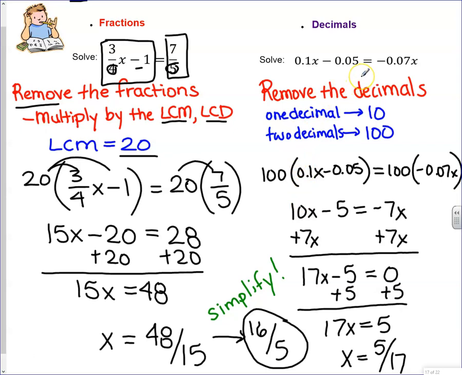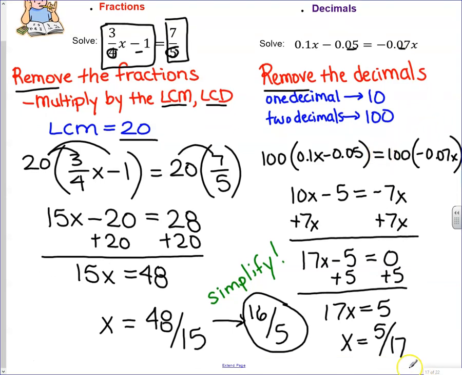Okay, then for decimals, decimals aren't as bad. A lot of the time we're going to put those in the calculator, so it may not seem like you need to remove them, but if we are going to remove those, we're going to multiply by powers of 10. So if you only have one decimal place, you want to multiply by 10. If you have 2 decimal places, you'll multiply by 100. If you have 3, you'll multiply by 1,000, etc. So in our example up here, because we had 2 decimal places on these, we need to multiply by 100. We multiply both sides by 100, and we end up getting down to our answer here, which is 5/17.